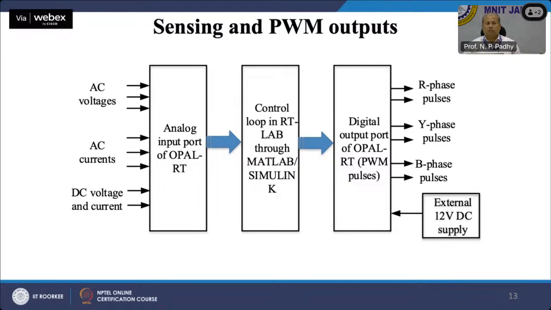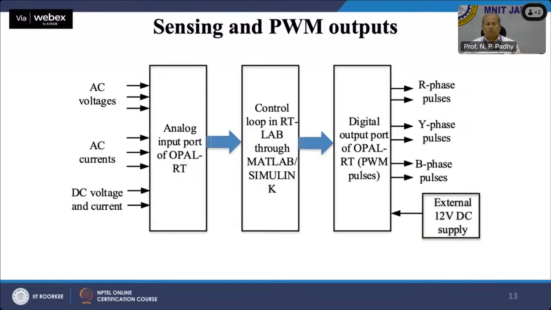Using these analog input pins, we can send the 3-phase voltage and current signals sensed using the sensor circuit to the control system. So, we need at least 3 input pins for AC voltage and 1 for the DC voltage, 3 pins for AC current and 1 pin for the DC current sensing. In total, we will be using 8 analog input pins.